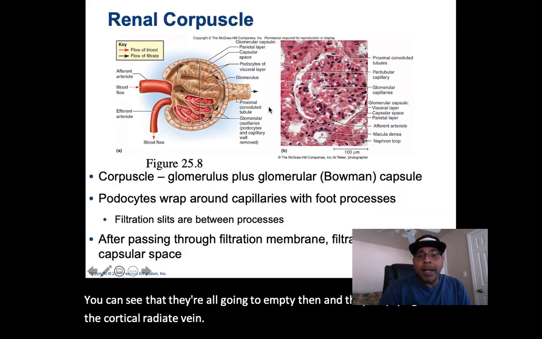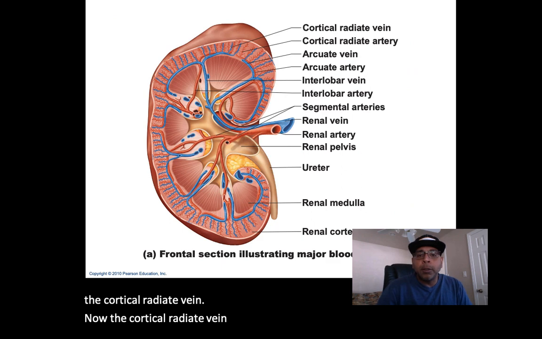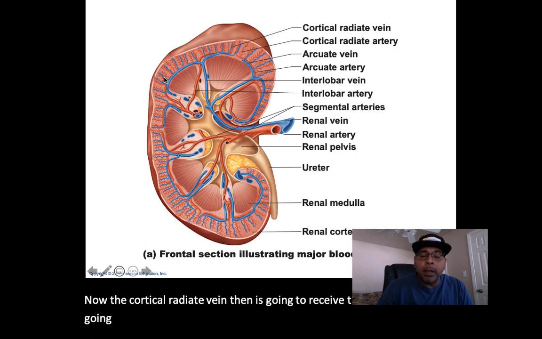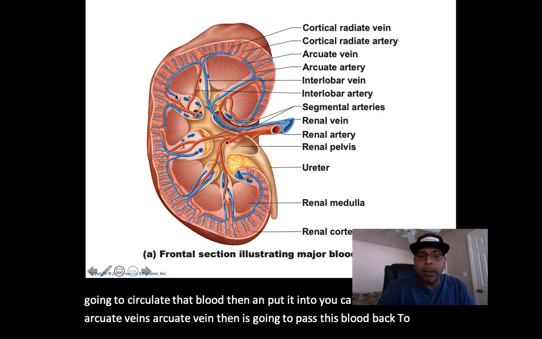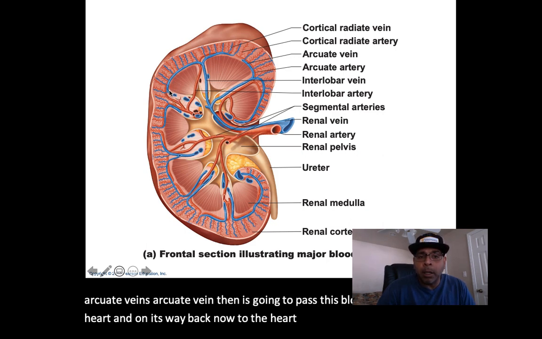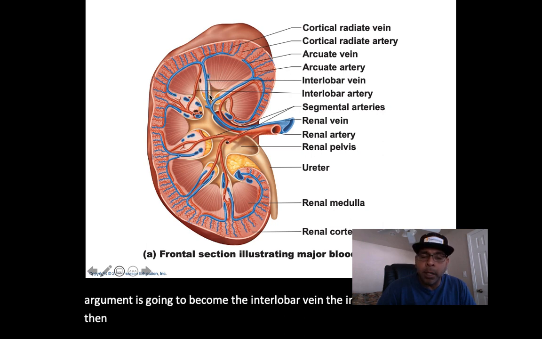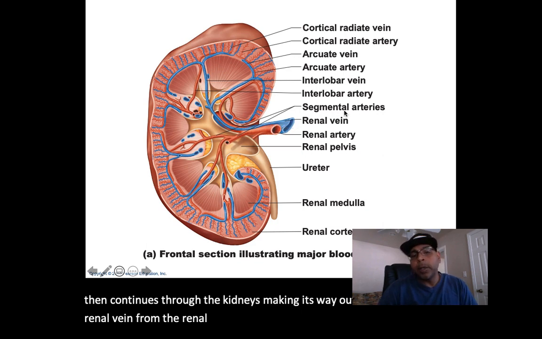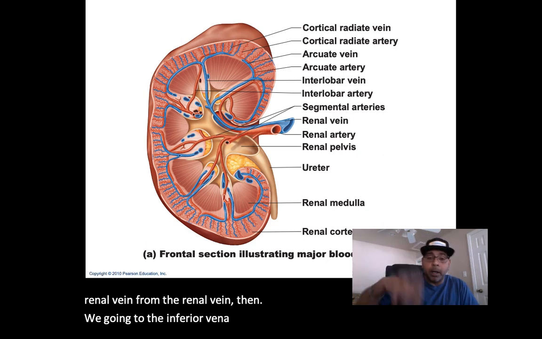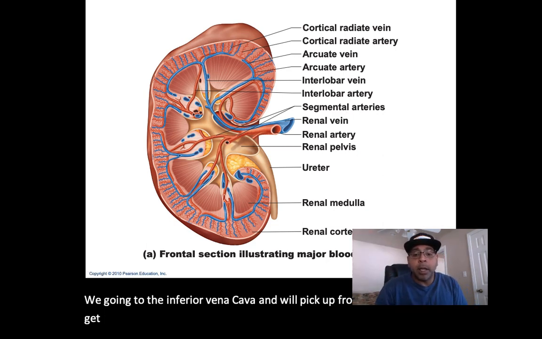Now the cortical radiate vein is going to receive this blood, and it's going to circulate that blood and put it into the arcuate veins. The arcuate vein then is going to pass this blood back to the heart, and on its way back to the heart, the arcuate becomes the interlobar vein. The interlobar vein then continues through the kidneys, making its way out, and it becomes the renal vein. From the renal vein, we go into the inferior vena cava, and we'll pick up from there when we get to circulation and we talk cardiovascular system.